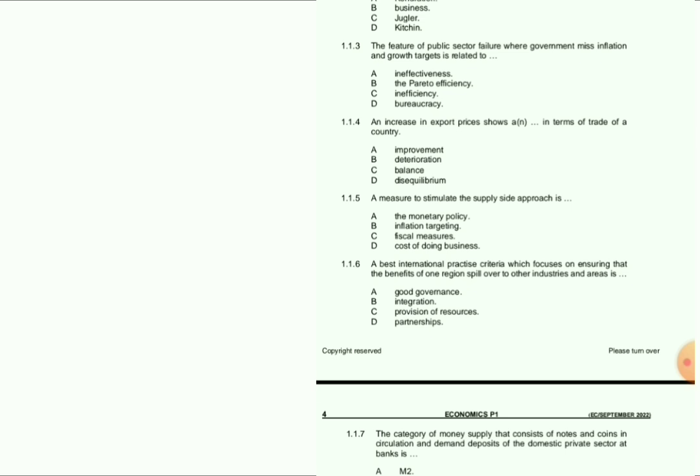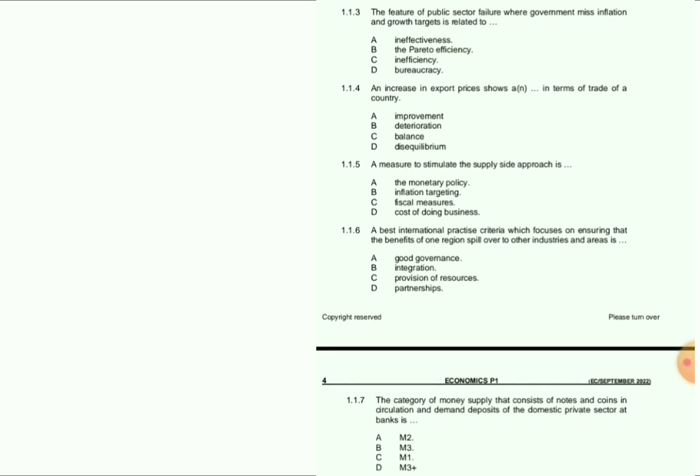1.1.4. An increase in export prices shows A, which is an improvement, in the terms of trade of a country. Remember, the things are going out. What does it show? That means the countries outside are buying from us. The increase in export prices. Obviously, the reason they are increasing is because many countries are buying from us, so obviously the prices are going to increase. I think you know demand and supply by now. So what does that show? It shows an improvement.